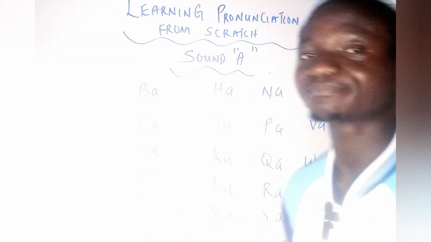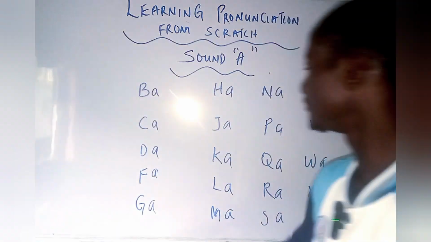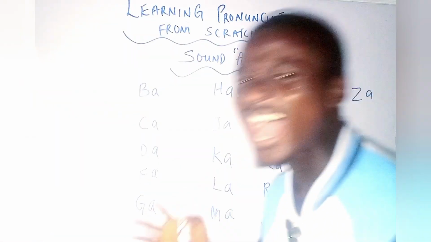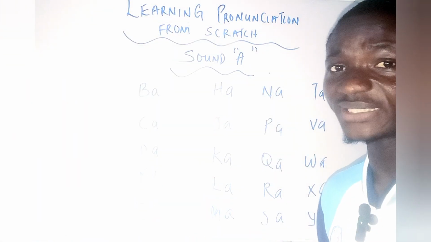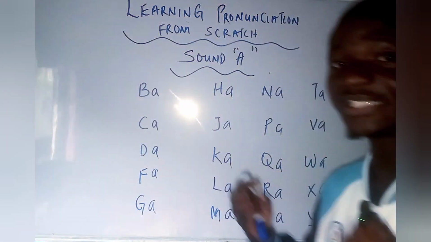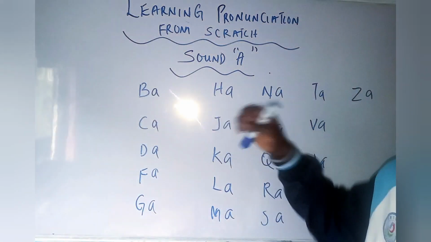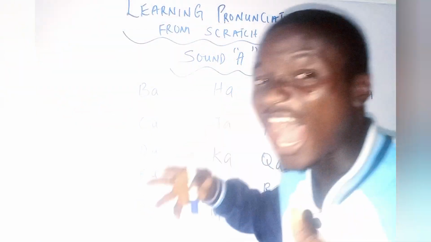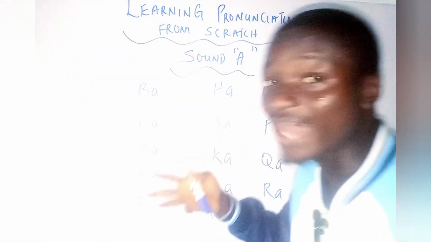F-A. Fa. Now, G-A is going to give us Ga. I believe you are following. G-A. Ga. Now, move to the next one. H-A is going to give us Ha.